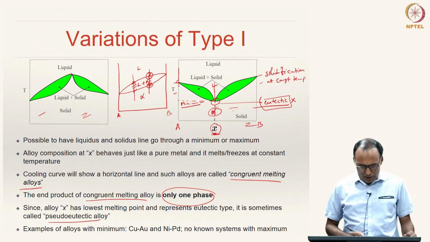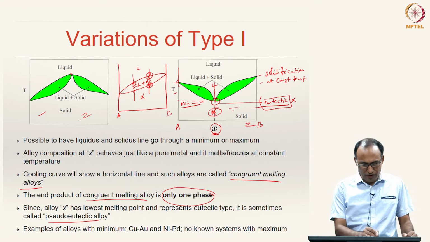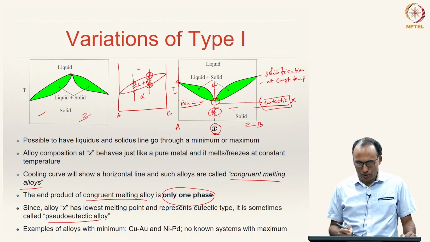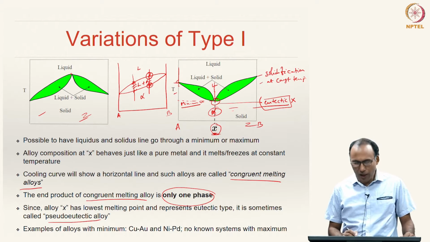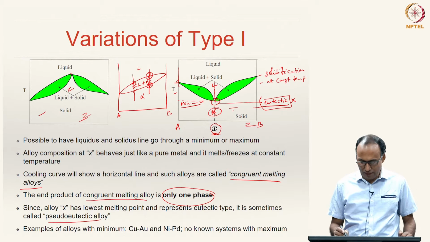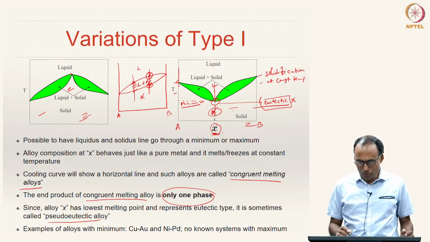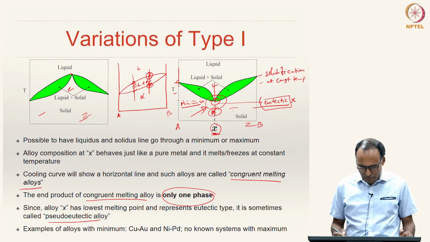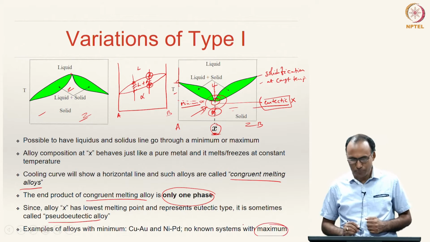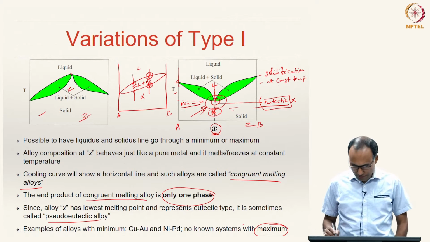Okay. The materials which show these kind of variations of type 1 isomorphous alloys with a minima or maxima somewhere in between are not very common. We do not know many materials which have a maxima like we have shown on the left hand side figure, but there are evidences for alloy systems which show a minima like this as it is shown in the right hand side figure. The copper aluminum and nickel palladium systems are known to show this minima, and there are no known systems with maxima. Okay? All right.